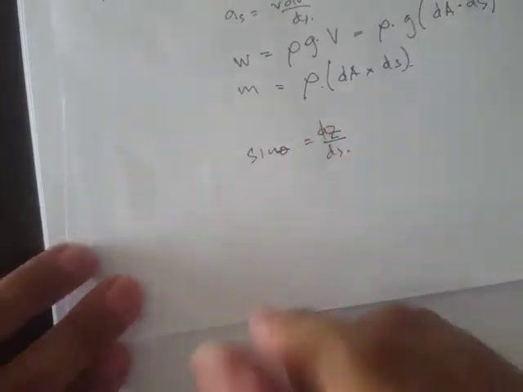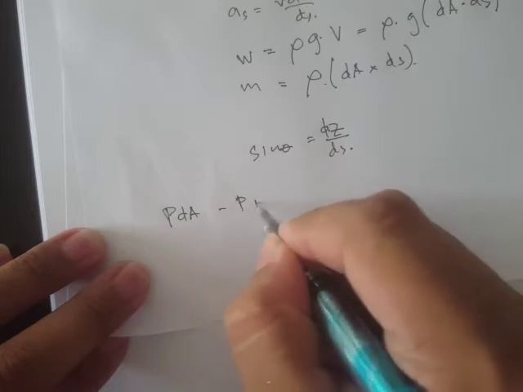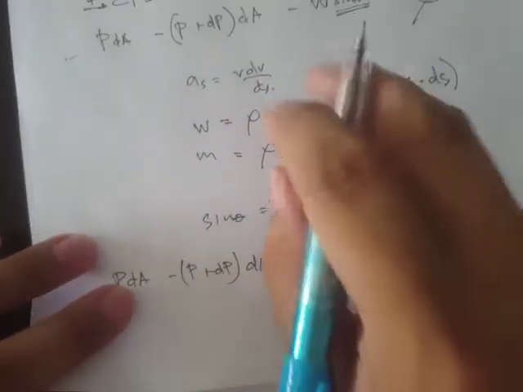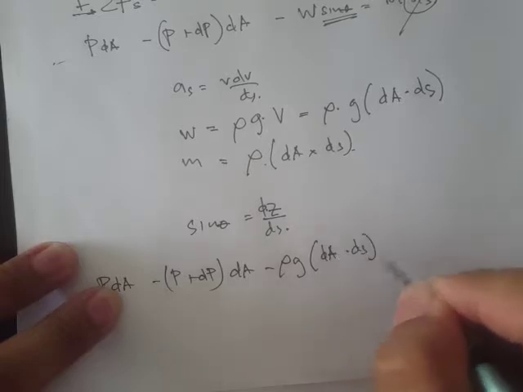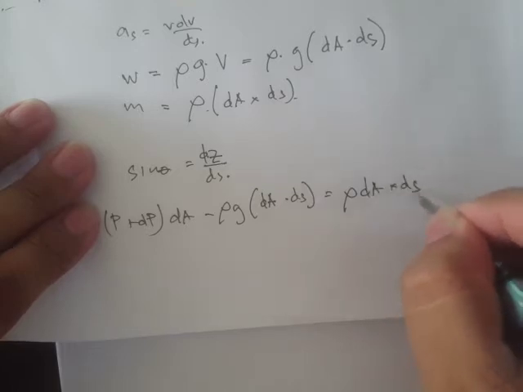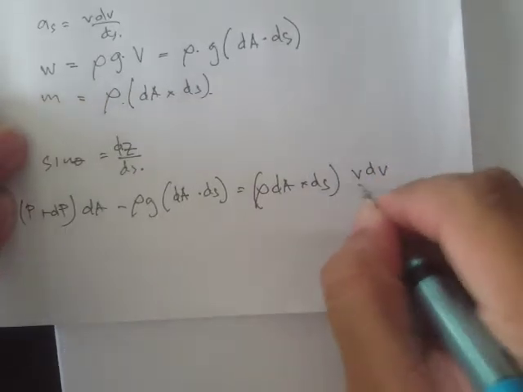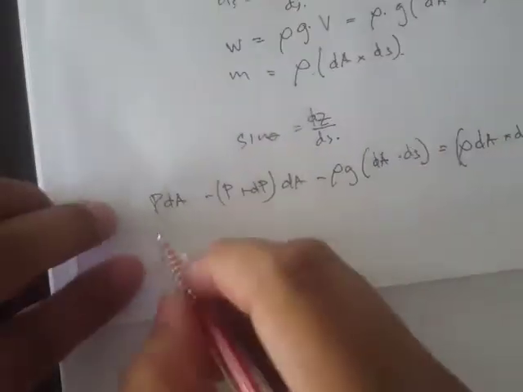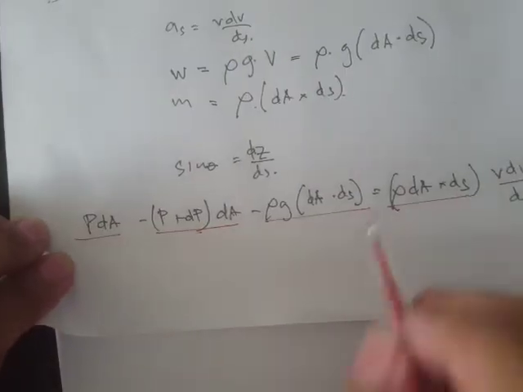Okay, so now let's substitute. We have p dA minus p plus dp dA minus our weight, which is rho g dA times ds, is equal to our mass, which is rho dA times ds, and then our acceleration is v dv all over ds. Okay, so if you notice, each term has the differential area, right?